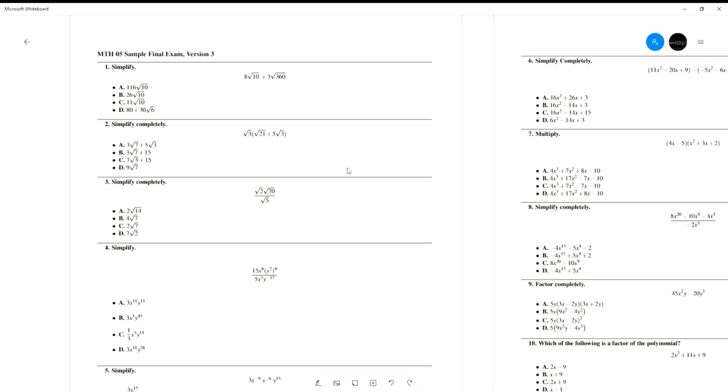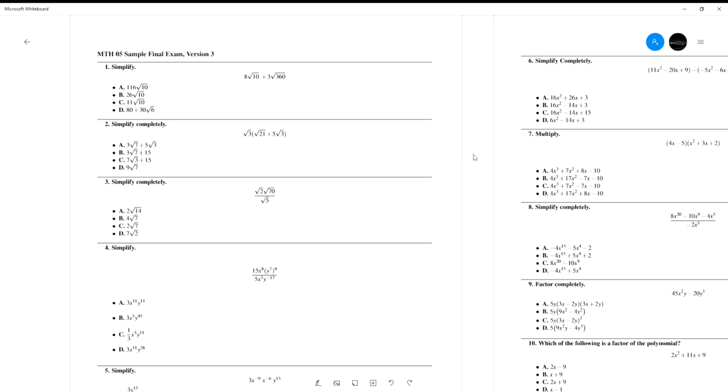I'm going to just go over this final exam version 3, and that's it for today, okay? As I go through these, if you have your calculator out, try to follow along, and if you have any questions, please ask in the chat box.